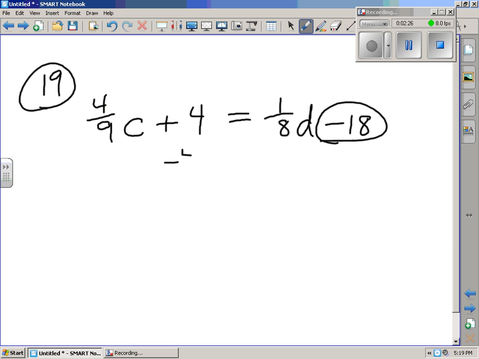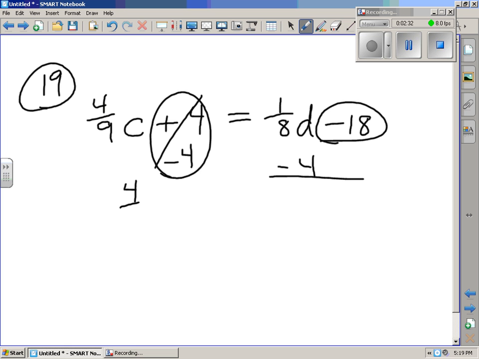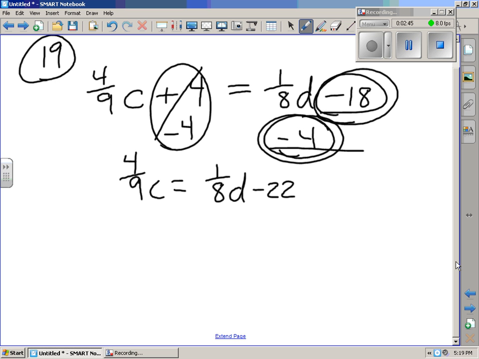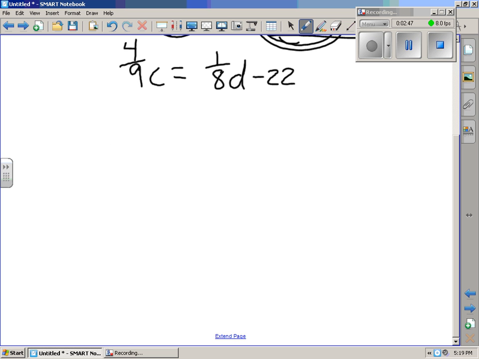So the first step is to just get rid of this 4, and we use the inverse operation. And we get 4/9 c equals. Now on the right side, 1/8 d cannot be combined with the negative 4 because they're not like terms. But the negative 18 and the negative 4 are like terms. So we get negative 22 when we combine those like terms.